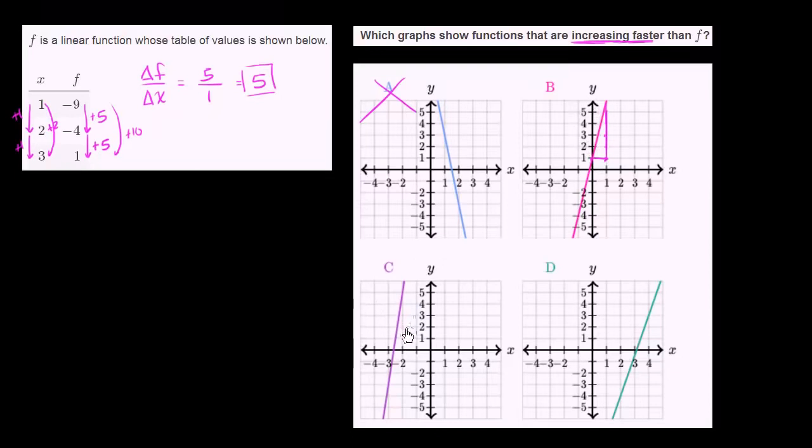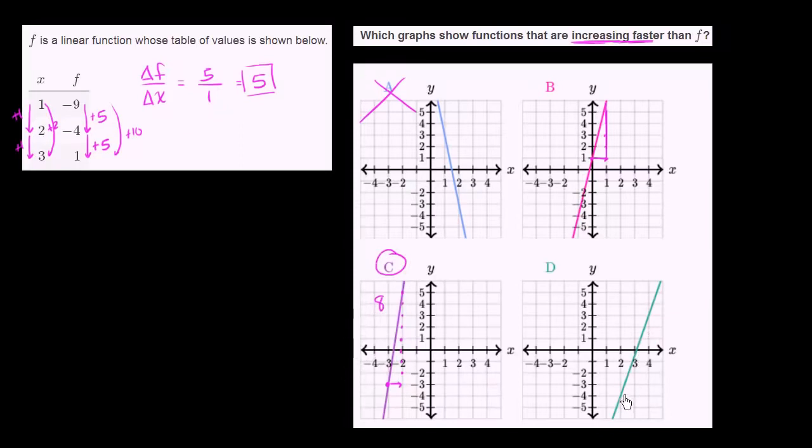Now let's look at C. And so I'm going to try to find a point where it looks like I have an integer point right over here. So that's the point -3, -3. And if I move 1 in the x direction, it looks like I'm increasing by more than 5. I'm increasing 1, 2, 3, 4, 5, 6, 7, 8, it looks like. So this one looks like it has a slope of 8. So this one is increasing faster than f. So we'll circle that right over there.